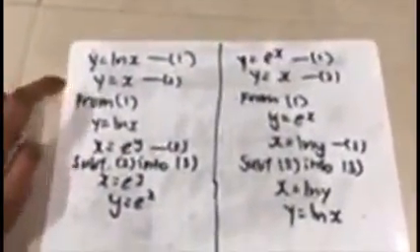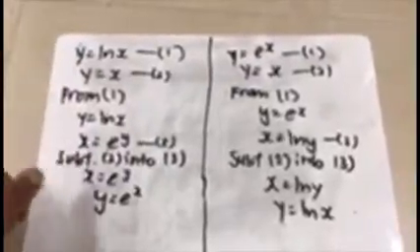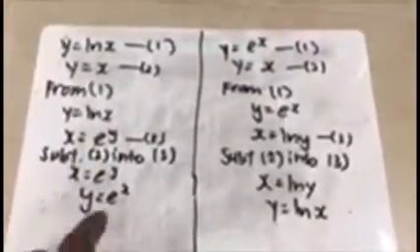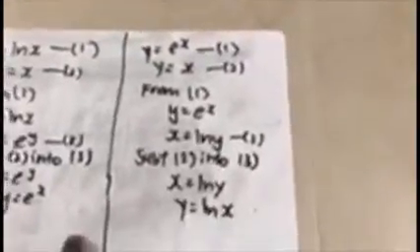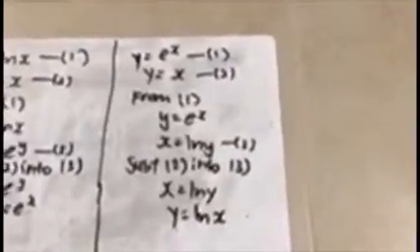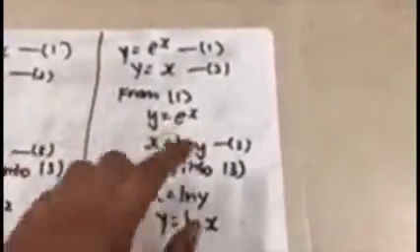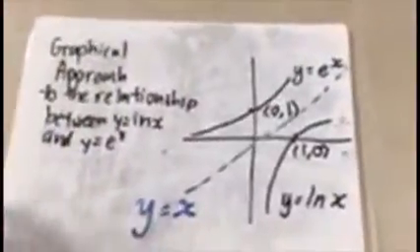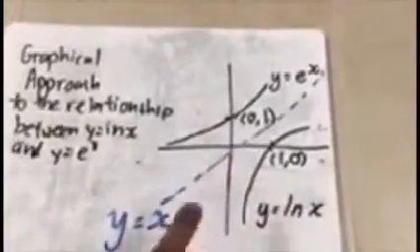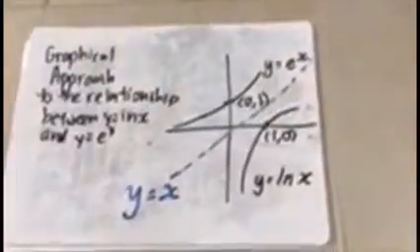Alright, this can be proven through the algebraic way. If you take y equals ln x and the equation y equals x, and if you do substitution, you'll find that it is equal to y equals e to the power x. This also applies for y equals e to the power x: when you substitute y equals x into the equation, you'll realize that you get y equals ln x. From this, it proves that these two graphs reflect over y equals x to become the other one.